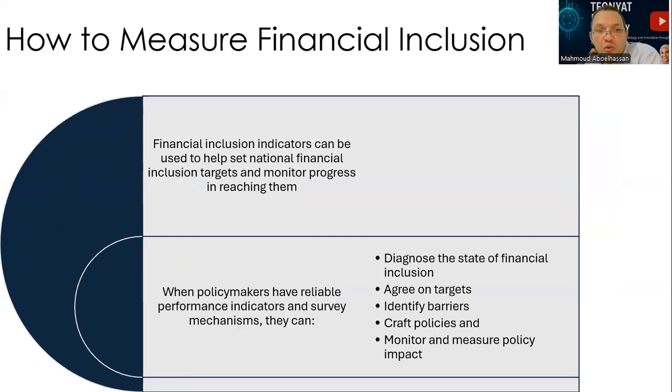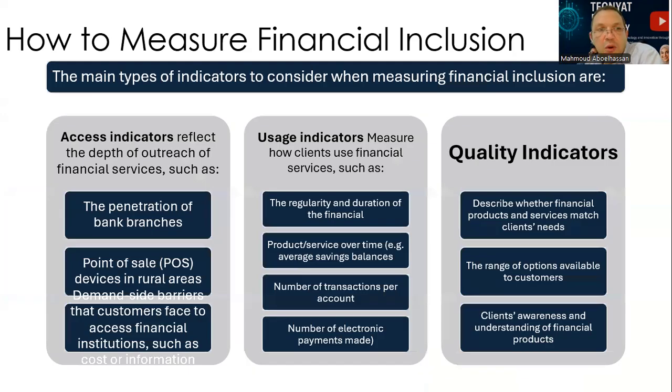To measure financial inclusion, we have many measures and factors that can allow us to measure its spread. These indicators can be reliable performance indicators and survey mechanisms. They can use some measures such as access indicators, the penetration of bank branches, points of sale, and the barriers that are preventing access to financial services.